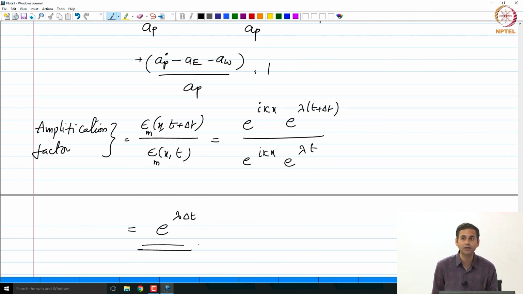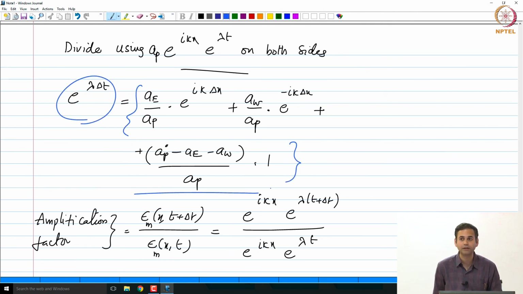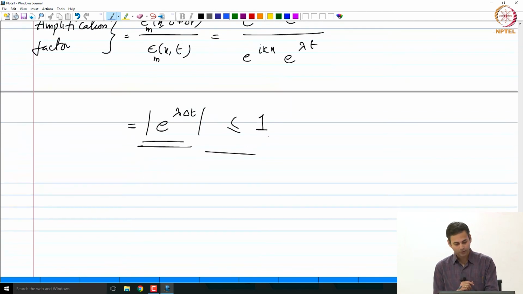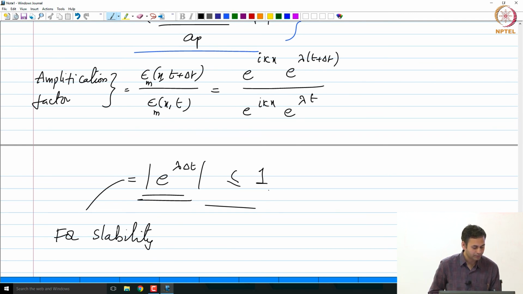Now, what do we want? We want this guy to be, in a magnitude sense, less than or equal to 1, right. Now, what have we obtained for this from the scheme? From the scheme, this value is nothing but everything on the right hand side, right. So, that means everything on the right hand side here, we want it to be less than or equal to 1 if we do not want our errors to grow from time step to time step, right. So, essentially we want this condition for what? Stability. Okay.